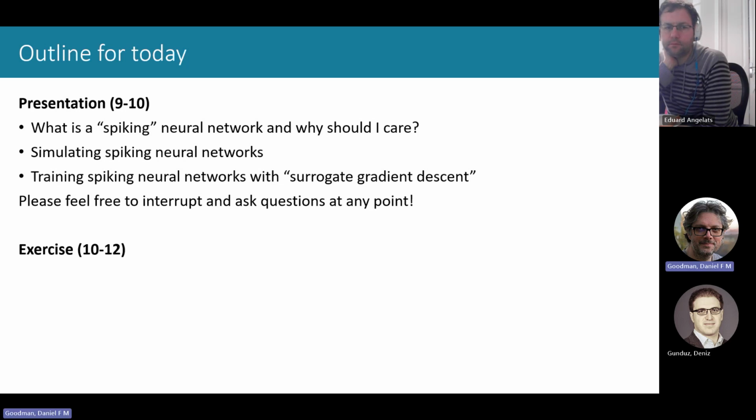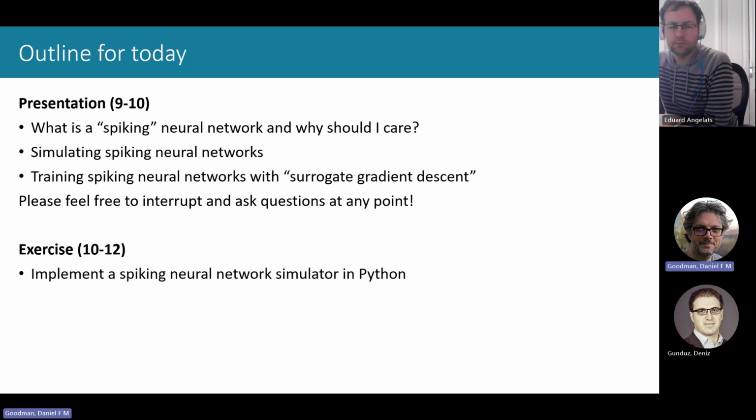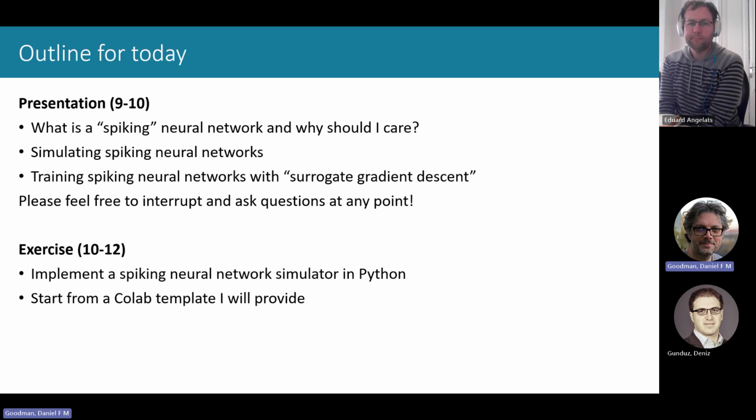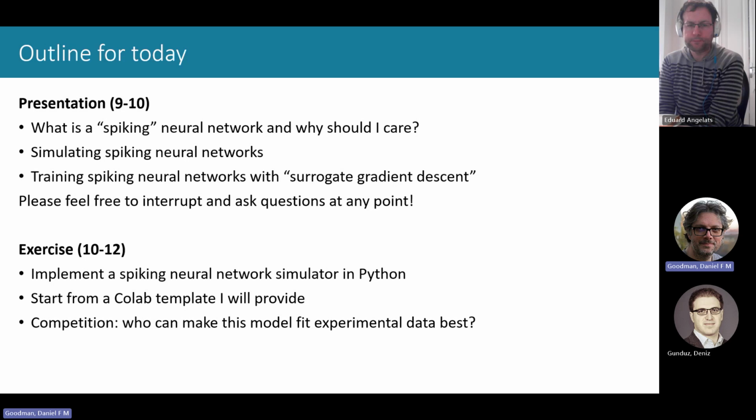And then from 10 until 12, as I understand it, this goes on until 12, so hopefully I planned correctly. We'll actually do an exercise where you will implement a spiking neural network simulator in Python. And I've got a Colab template that you can start from. So you don't need to have anything installed. And there'll be a competition, which is basically who can make their neuron model fit some experimental data that I'll provide the best.